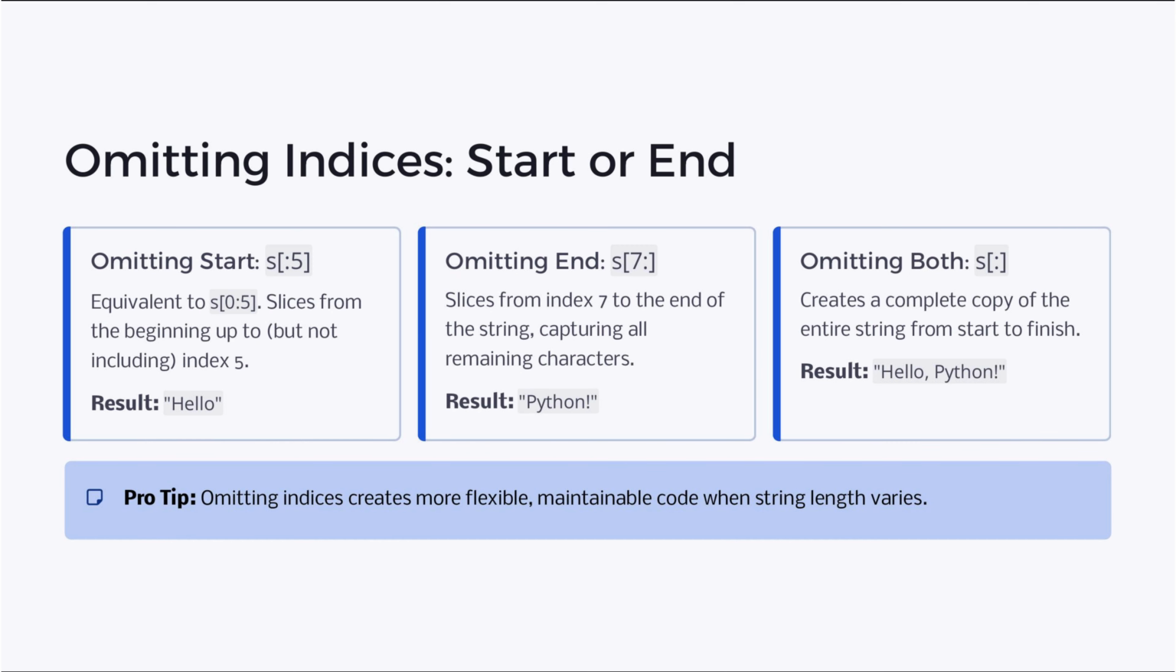Omitting indices in slicing offers flexibility. Using s[:5] captures from the start to index 5, yielding hello. s[7:] slices from index 7 to the end, resulting in Python. s[:] copies the entire string, hello Python. This technique enhances code maintainability, especially with variable string lengths.